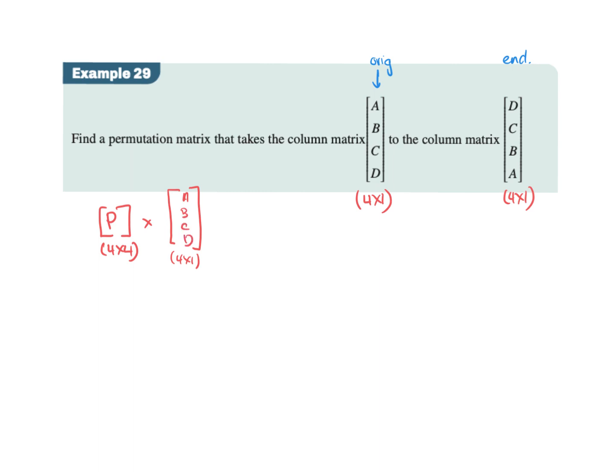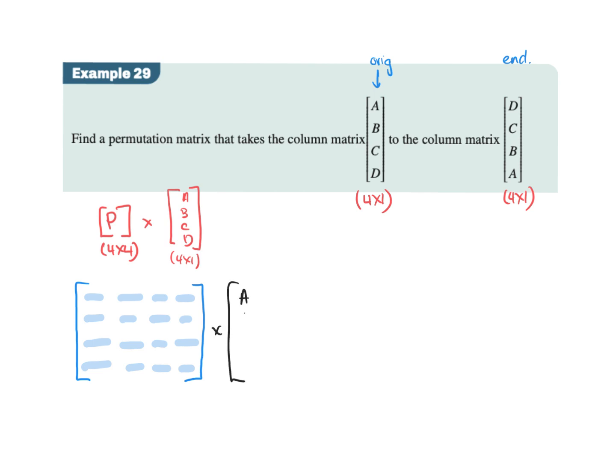So let's get it set up. I'm going to draw this 4 by 4. We'll have 4 columns and 4 rows. I'm just highlighting where we're going to see the elements, okay? All right, so then we will be multiplying it by our A, B, C, D.